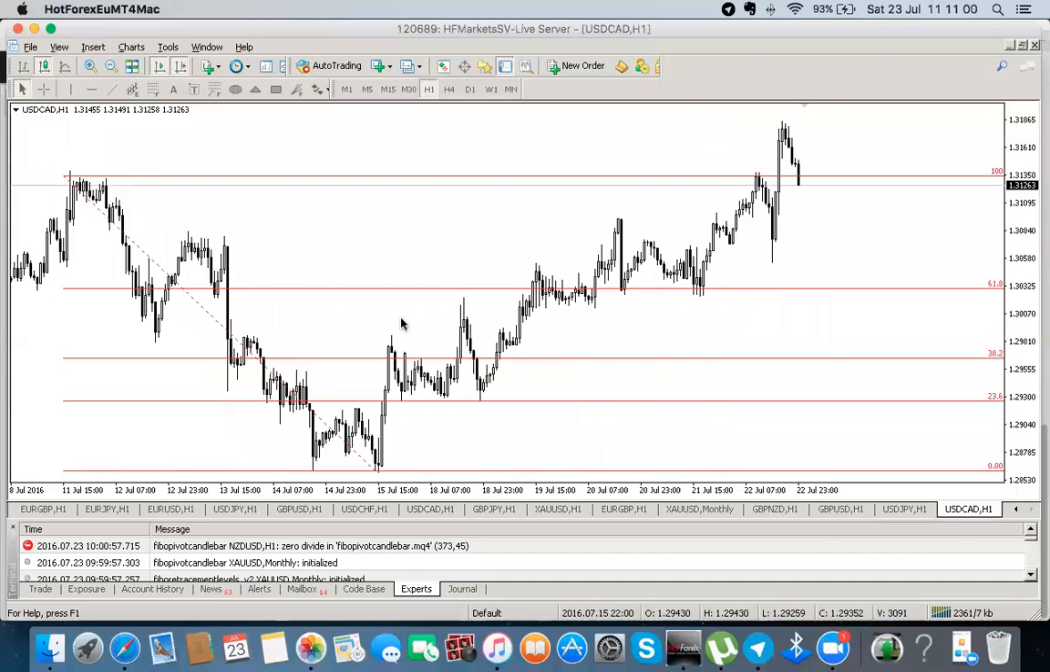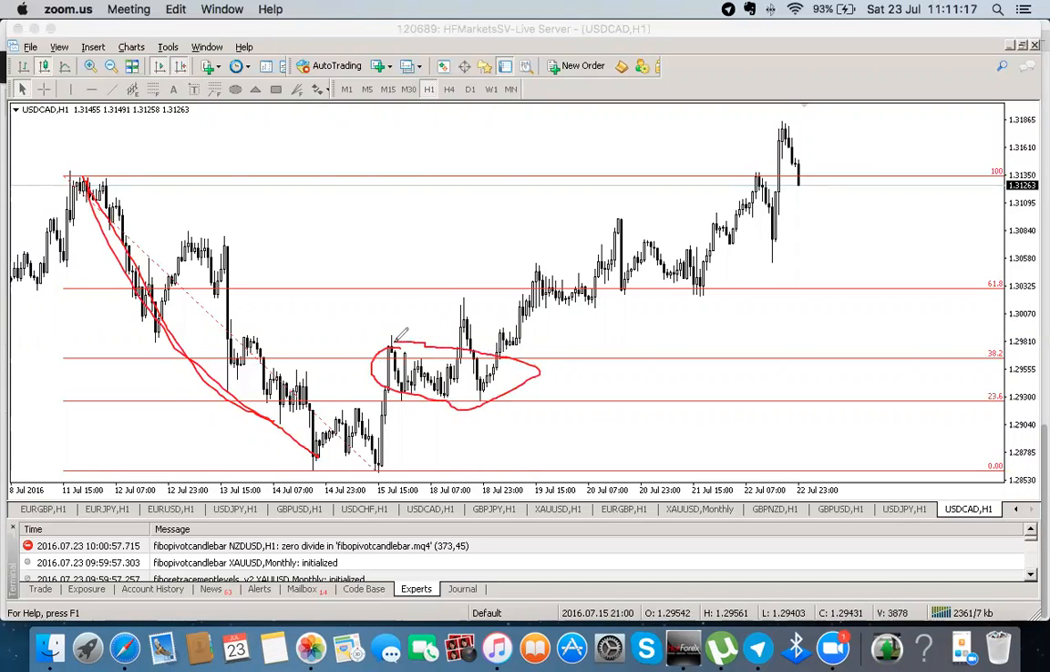Here is the example for USD CAD. See, I told you this is the sell-off. This is the impulsive wave, the selling zone, right? It broke 23.6, and that's an indication for me, and it broke strong. It didn't consolidate. It broke strongly. That means I have strong buyers coming in, and it consolidated above this and broke above 38.